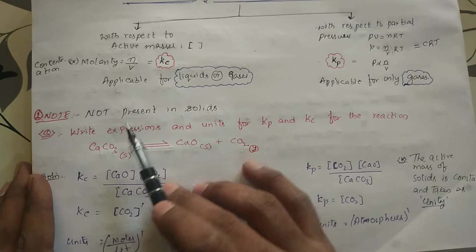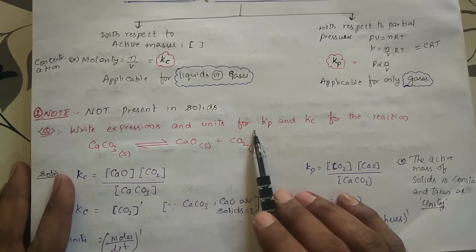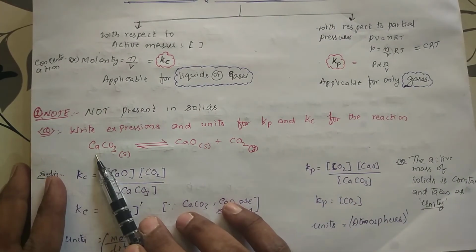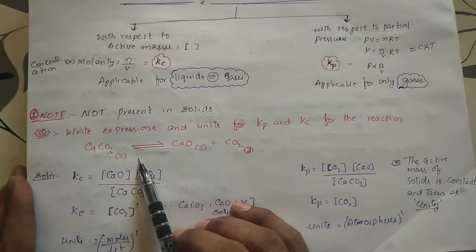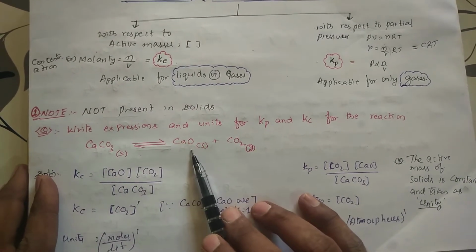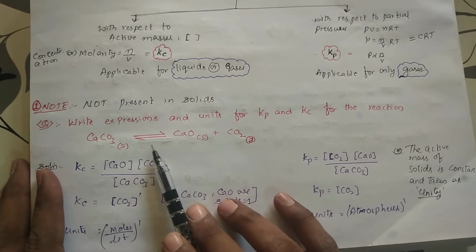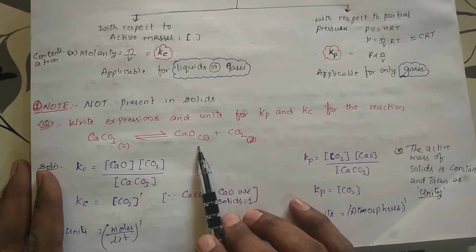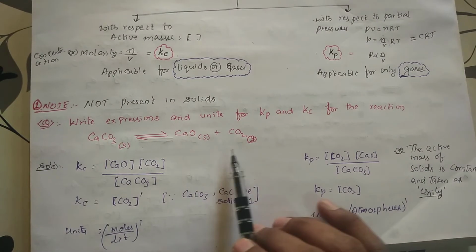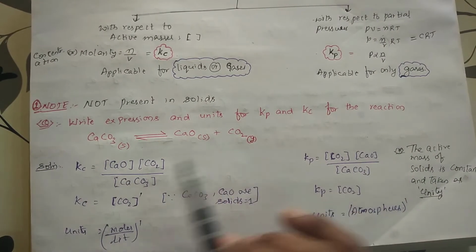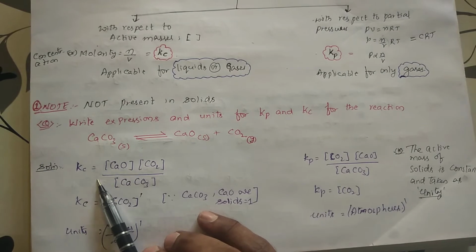So I am taking an equation here. Write the expression and units for Kp and Kc for the reaction. This is the reaction: CaCO3 in solid state is converted to CaO, which means it is a reversible reaction. And you know that this entire chapter talks only about reversible reactions. CaO in solid state plus CO2 in gaseous state. So if you write Kc, what happens?